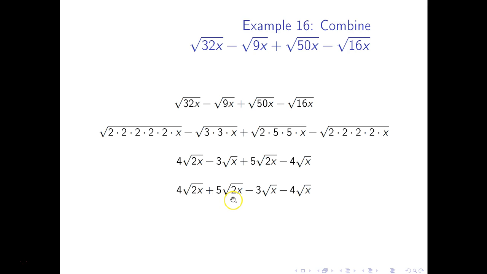And now that they're in this form, I can just say, okay, what are these two? So I have 4 square root of 2x and 5 square root of 2x, which is going to give me 9 square root of 2x. And minus 3 minus 4 is minus 7 square root of x. So hopefully you're seeing the trend here is I need to simplify and then we can combine. So there's 2 parts of it. Make sure you keep it all straight.